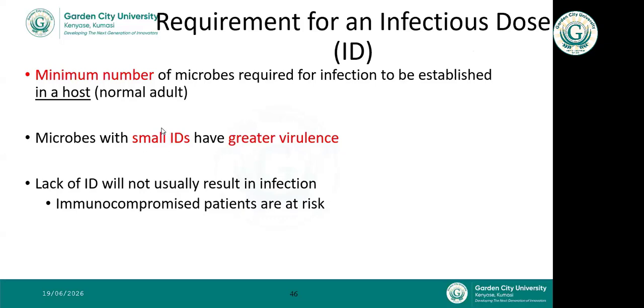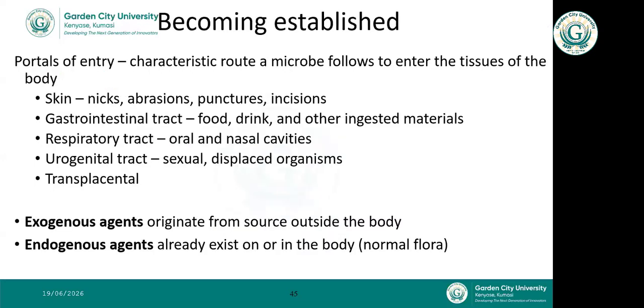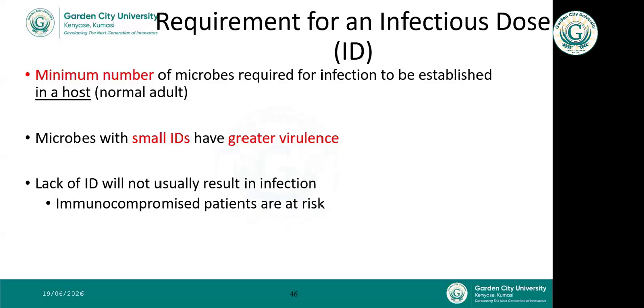So if the infectious dose for that organism is small, that means they have greater virulence. The degree of severity will be higher, because even in small numbers, they are causing harm. So if they multiply, you can see how severe that disease would be. If there is no infectious dose, there is no infection, because you're not getting to the threshold. So if the infectious dose is 200 and you are having 100 or 150, infection will not occur unless they multiply and get to that threshold.